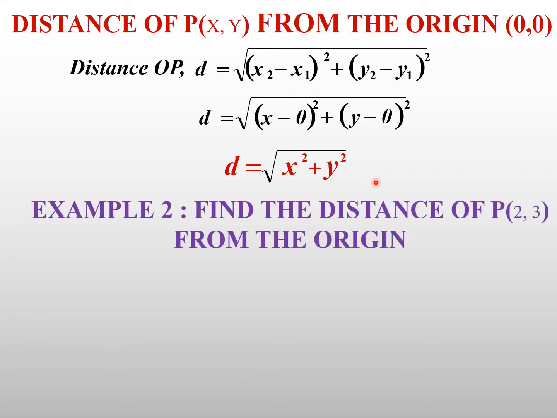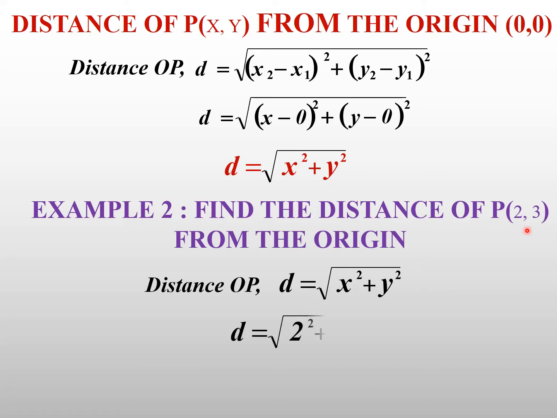Let's go through an example where we can find out the distance between the point 2, 3 and the origin. So we'll use the same formula, root over of x square plus y square. Simply put the values and then we will get the answer as root 13 units.